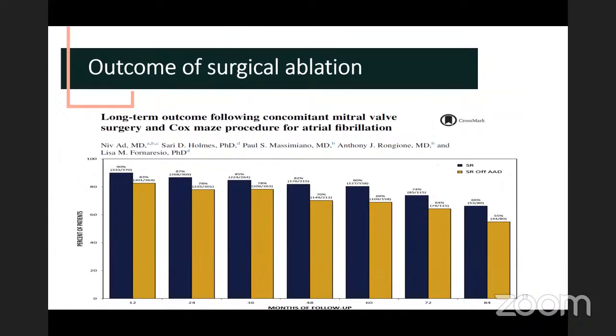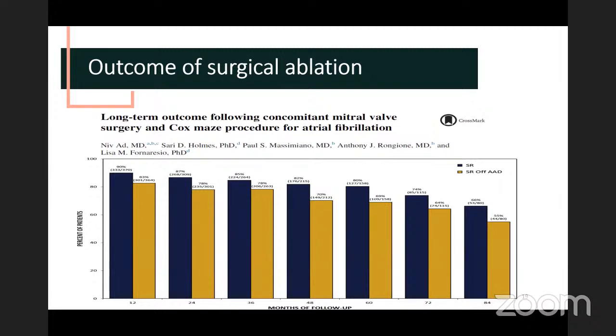So we'll move on to the outcome of surgical ablation. There are multiple studies examining the outcome for surgical ablation. The first one was done by Dr. Nevad and his group. In this study, they examined the long-term outcome following concomitant mitral valve surgery and Cox-Maze procedure.